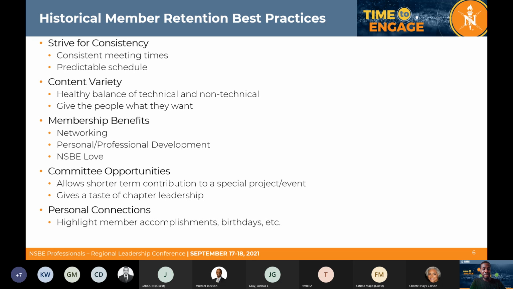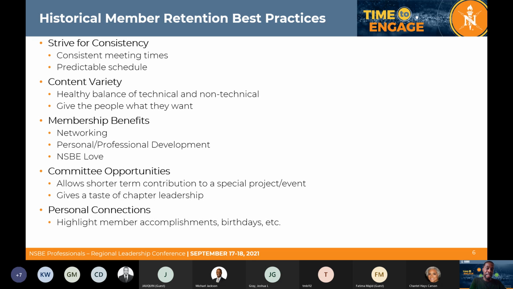And it helps people to feel like they're contributing to the success of the chapter. Also, it could help you to prod people into stepping up for chapter leadership, if they have a good experience with the committee assignment. So that's an opportunity to help with the sustainment of your chapter board as well.